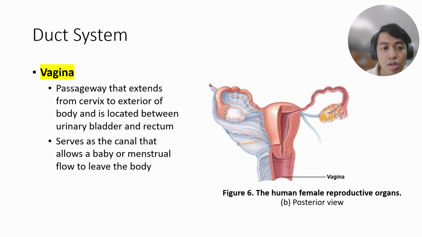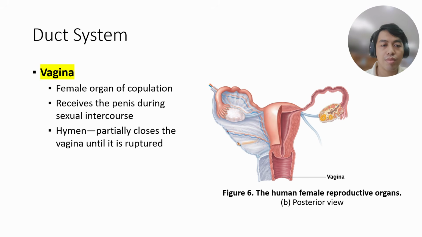After the uterus, you have the vagina, which is a passageway that extends from the cervix to the exterior. This is through which the baby can pass during labor or menstruation will exit. So the main function of the vagina is for copulation or intercourse.